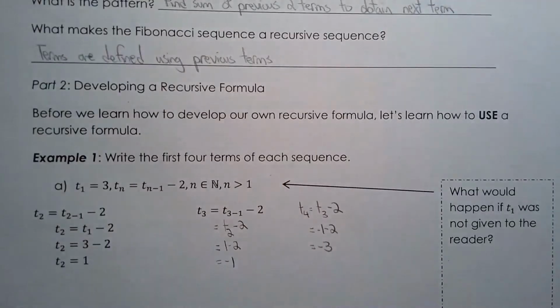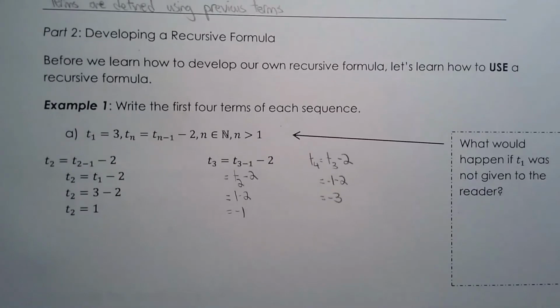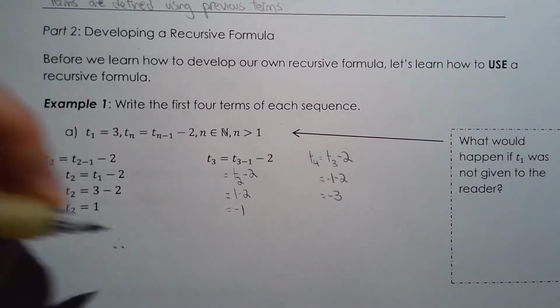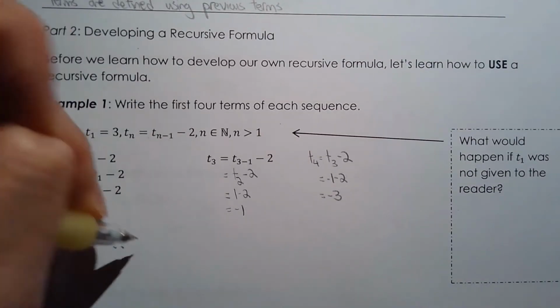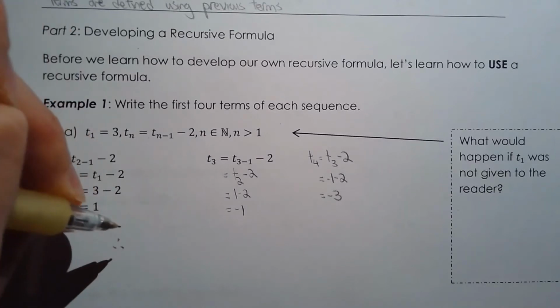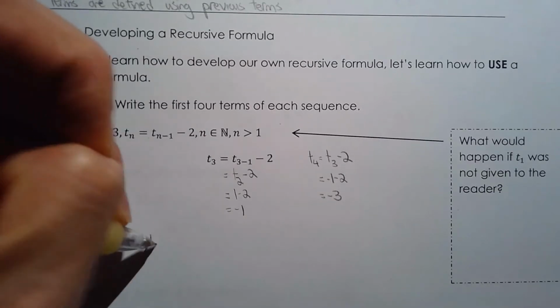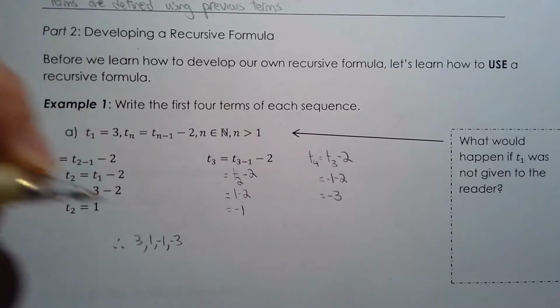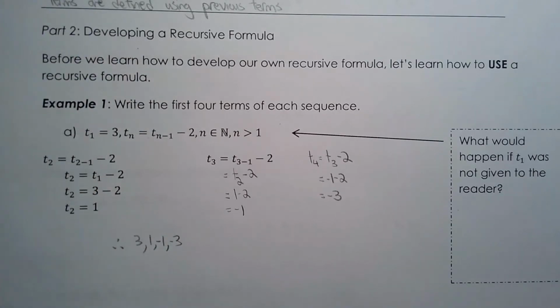So what are the first 4 terms of the sequence? Therefore, the first 4 terms, we're looking at 3, 1, negative 1, negative 3. Those are the first 4 terms of this recursive sequence. Okay, and we found them by using the recursive formula.